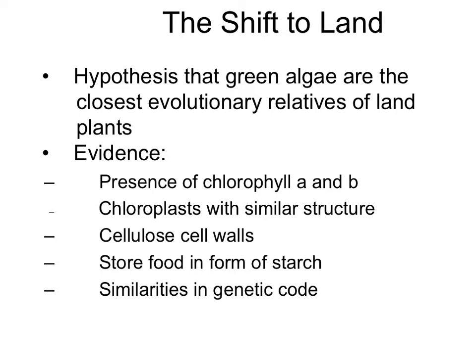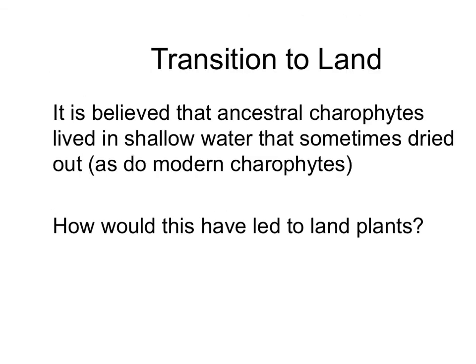And so starch is a polysaccharide, which just means it is a chain of sugars linked together. And so, for example, potatoes, you may have heard, have a lot of starch. And the reason being is that they are storing that food. That's where that food is being stored. And finally, there are just similarities in the genetic code. So what their DNA actually looks like.